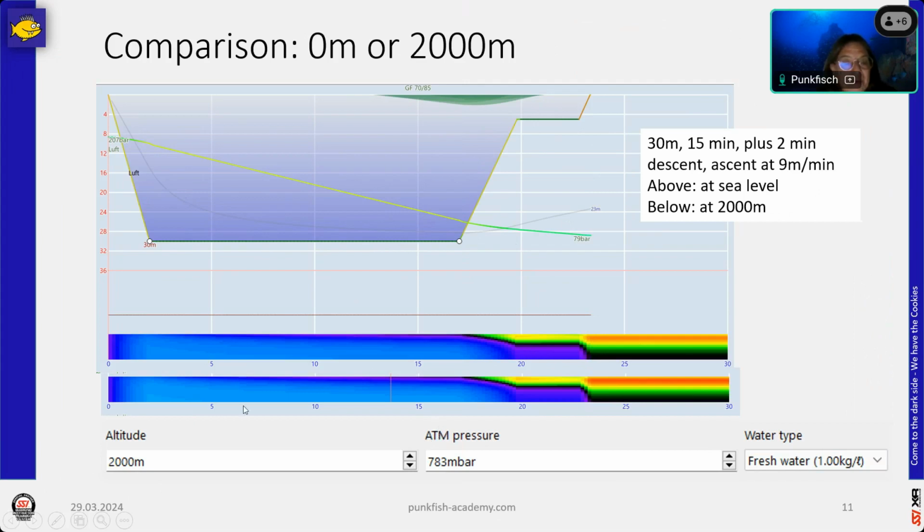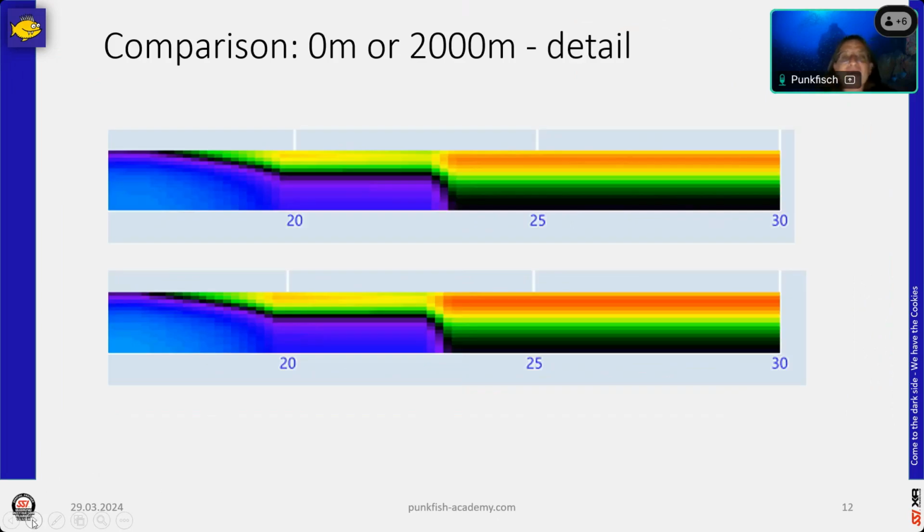So it means when you plan your dives with this program, you can set it to altitude and just tell the program at which altitude you will be, and it will calculate your atmospheric pressure for you. You don't have to do that. That's really nice. And usually you will then change the water type to freshwater, because lakes in the mountains tend not to be so salty like the ocean.